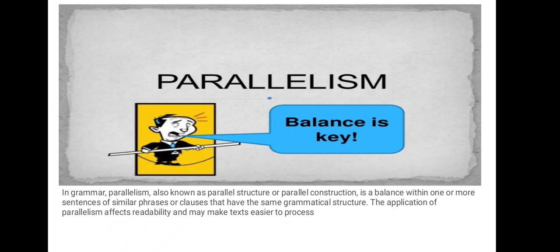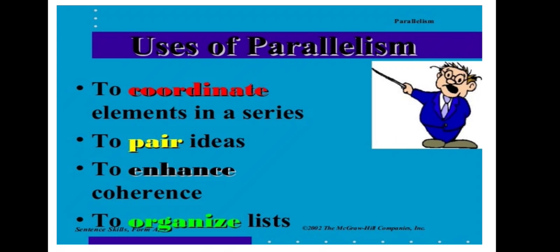Parallelism. In grammar, parallelism is also known as parallel structure or parallel construction. It is a balance within one or more sentences of similar phrases or clauses that have the same grammatical structure. The application of parallelism affects readability and makes text easier to process. So here are the uses of parallelism: to coordinate elements in a series, to pair ideas, to enhance coherence, and to organize lists.